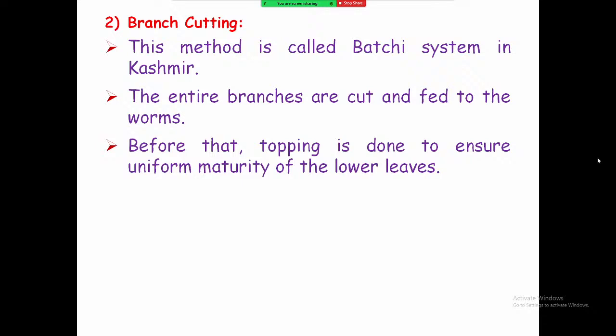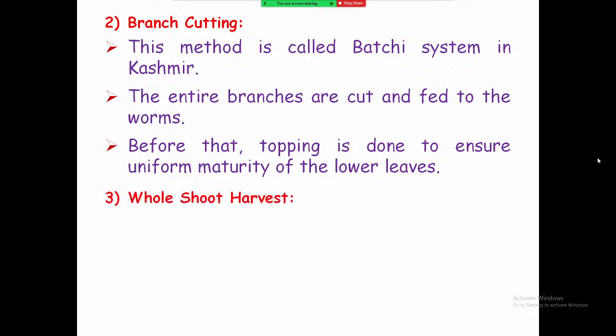Before that, topping is done to ensure the uniform maturity of the lower leaves. Okay, so before cutting the branch, first of all topping is done. The top shoots are pulled from that branch. Why? Because of the uniform maturity of the leaves, and after the uniform maturity of the leaves, these branches are cut entirely and given to the worms for feeding.